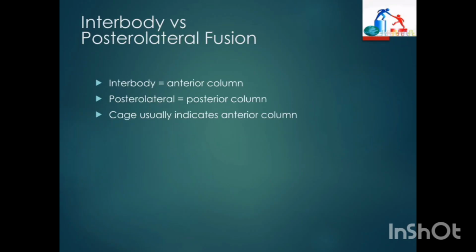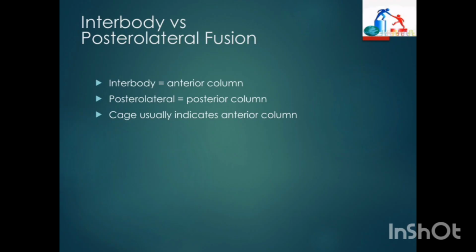All right, let's break down the key points here. So, when we talk about the interbody, we're referring to the anterior column of the spine. This is the front part that bears a lot of the load and provides stability. On the other hand, the posterolateral refers to the posterior column, which is more towards the back and side of the spine. It plays a crucial role in supporting the spine's structure and enabling movements.